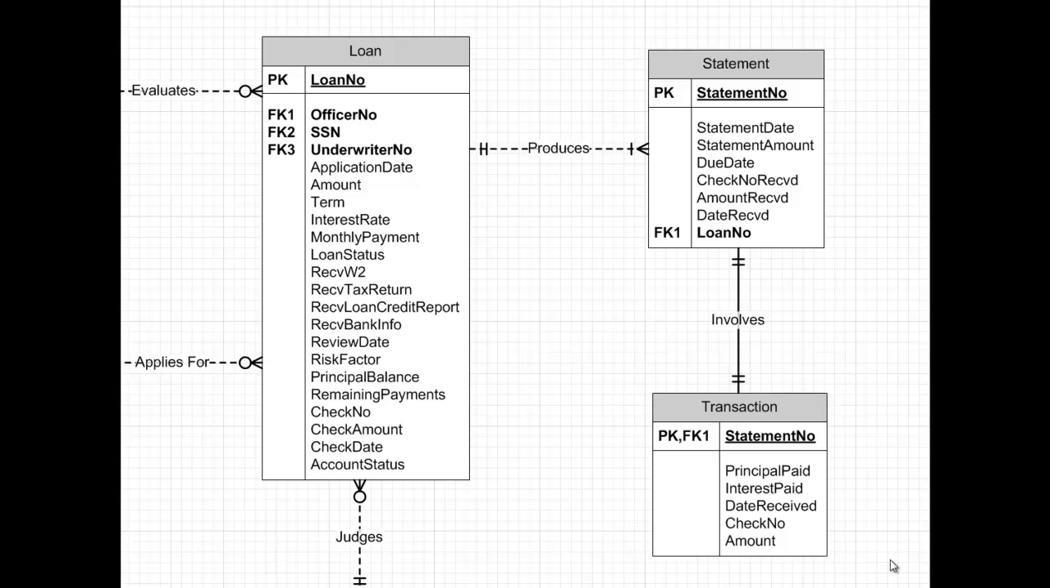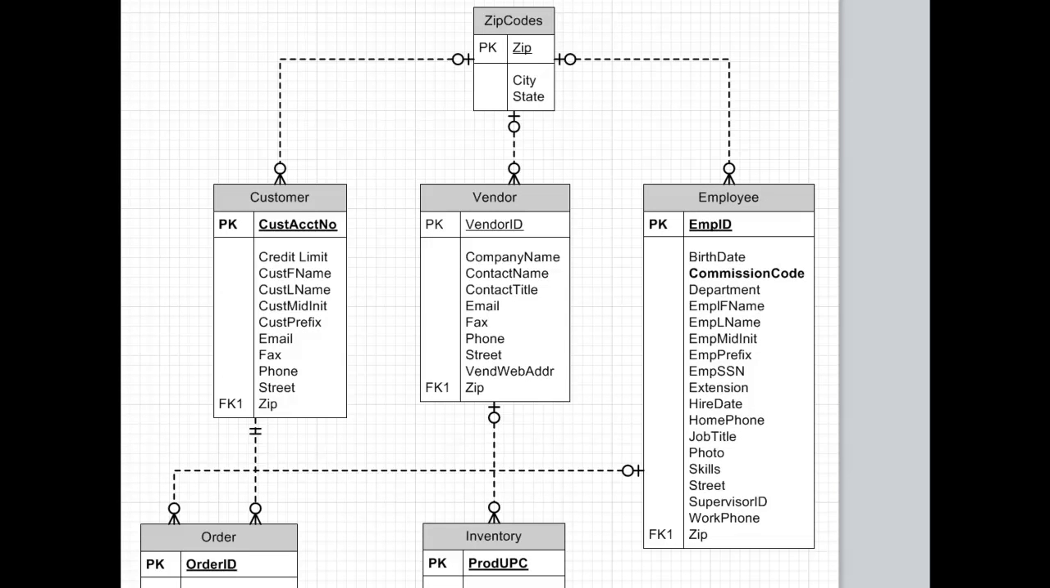An identifying relationship always has on one side of the relationship a primary key, which is also a foreign key, back to the entity on the other side of the relationship. Take a moment to look over this and make sure you understand the concepts. In this portion of the ER diagram, we see four strong entities: zip codes, customer, vendor, and employee.